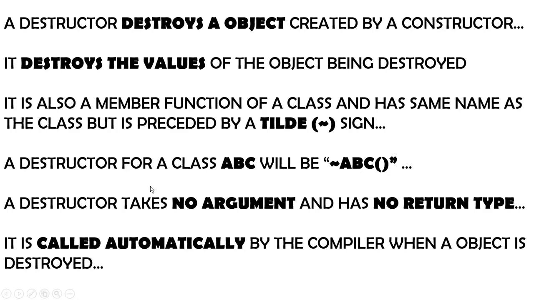Okay, then a destructor takes no arguments. Whenever you are declaring a destructor, always remember that you will not use any arguments. Also it has no type, therefore there is no int, no void, no float. You'll just write the name of the destructor and that's it.